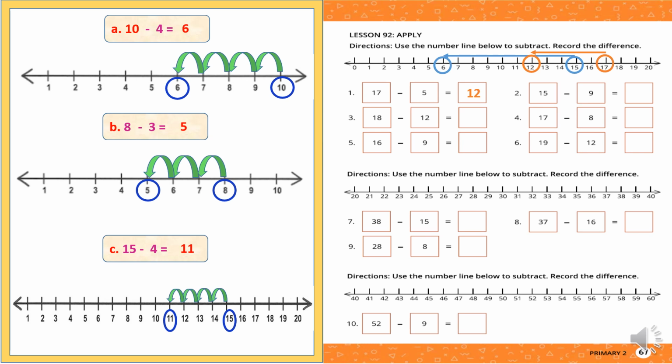Here we have 19 minus 12. We will start at 19 and count back 12 steps till we reach 7. So 19 minus 12 equals 7. Also, we can solve it by ones with ones and tens with tens. 9 minus 2 equals 7. 1 minus 1 equals 0. So it equals 7 too. So we have multiple ways to solve subtraction. You can use what you want. Now you can complete the rest of these questions by yourself.